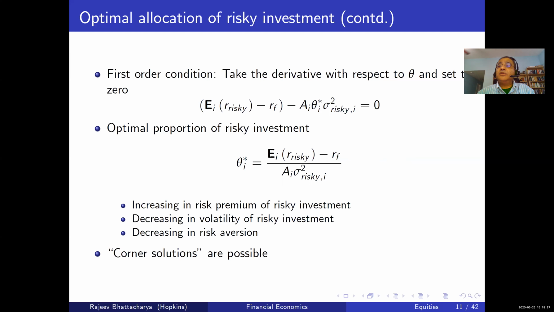The more volatile this particular risky investment is, the less money you're going to put in it, everything else remaining the same. Okay, that's the part we need to talk about and make sure we understand. And finally, it is decreasing in risk aversion. The more risk averse you are, the less you are going to invest in the risky asset.